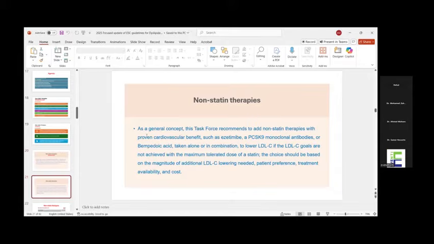As a general concept, these task force guidelines recommend adding non-statin therapies with proven cardiovascular benefits, such as ezetimibe, PCSK9 monoclonal antibodies, or bempedoic acid, taken alone or in combination to lower the LDL cholesterol if the LDL cholesterol goals are not achieved with the maximally tolerated statin dose. And the choice between these options is based on the magnitude of the additional LDL lowering, patient preference, treatment availability, as well as cost.